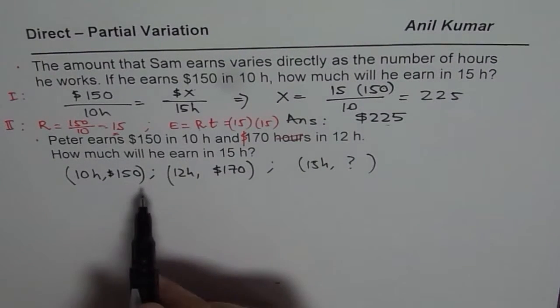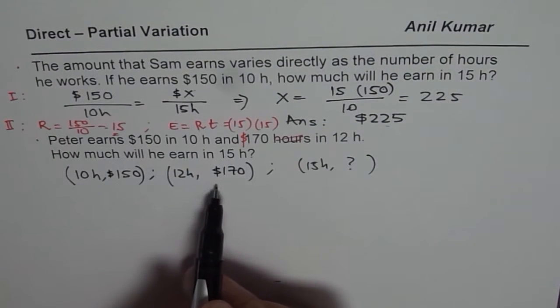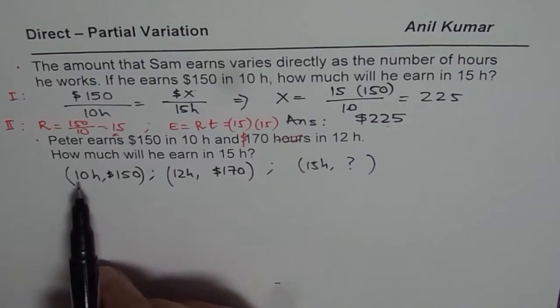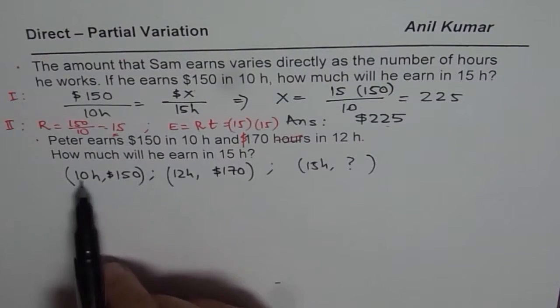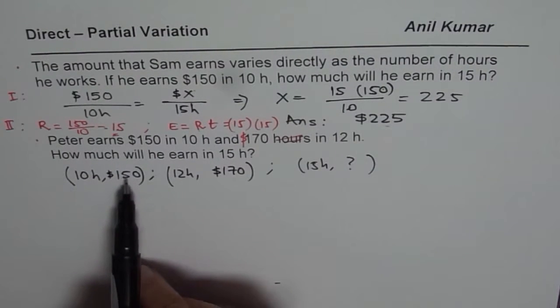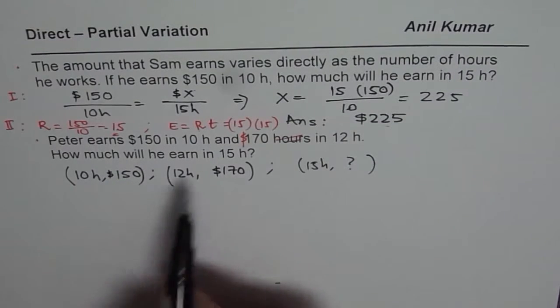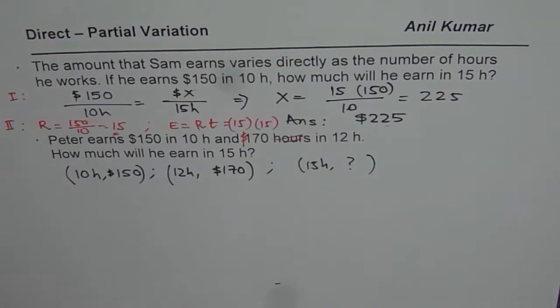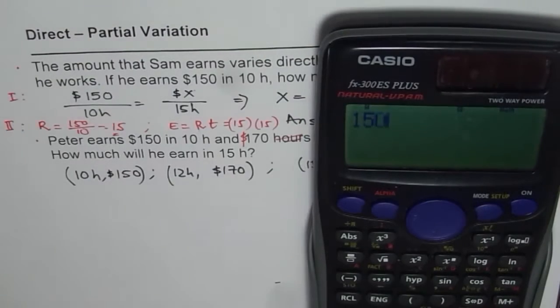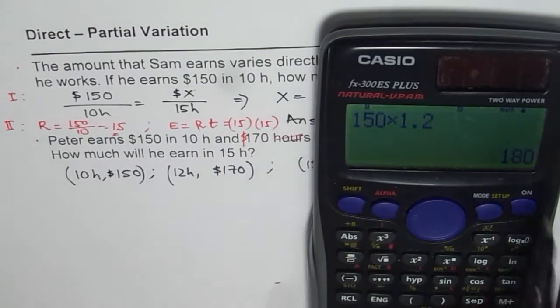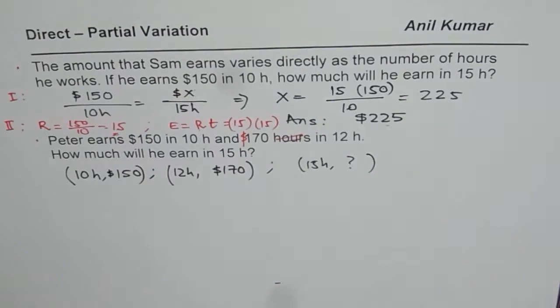So clearly we know earning in this case is not directly proportional, since when you increase the hours by a factor of 1.2, the dollar amount does not increase by 1.2. We can check this out. 150 times 1.2 is not 170. It is 180. So it is not the same.